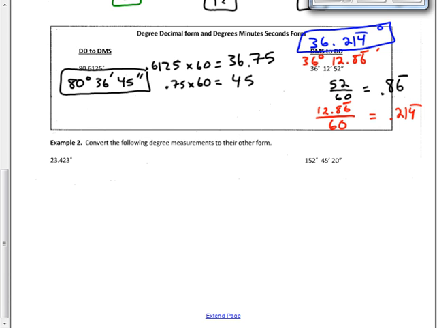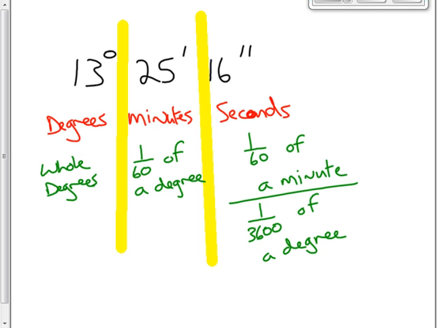Another way you can look at that is that we've got degrees, minutes, and seconds. The degrees are whole degrees. The minutes are 1/60th of a degree, and seconds are 1/60th of a minute, which means that they're actually 1/3600th of a degree, because I divided by 60 and I divided by 60 again, which means I actually divided by 3600. And so you can look at the conversion to be done that way as well.